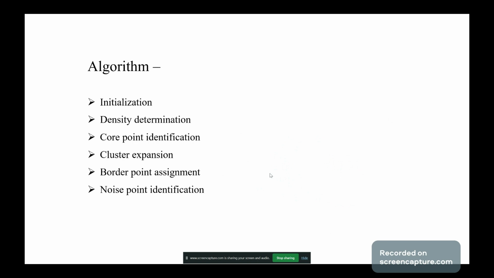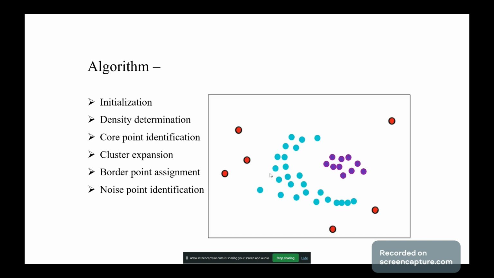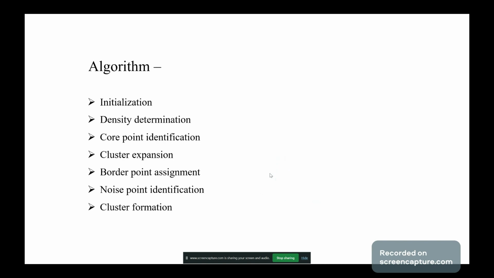Data points that are neither core points nor border points are classified as noise points. These points do not belong to any specific cluster and are considered outliers, which are presented in the picture as red points.